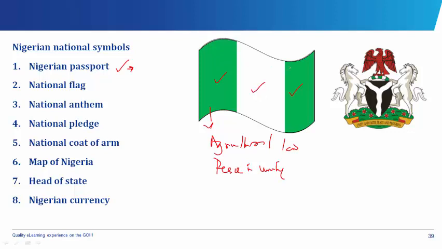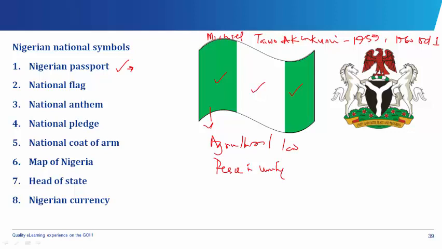So who designed our national flag? It was by this man, Michael Taiwo Akinkumi. He designed our national flag in 1959, and Nigeria started using it in 1960, October 1. That was the first Independence Day.